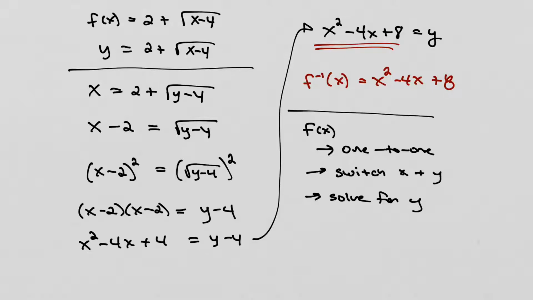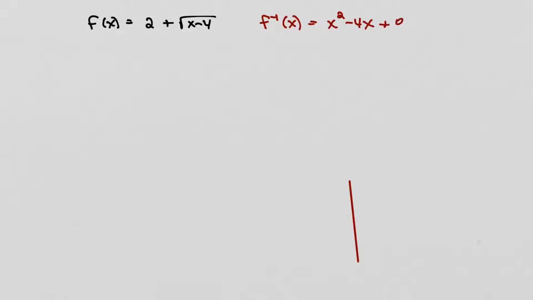All right, so the last idea I want to share with you all is, what do these inverses actually look like? So let's keep with this same function. We have f of x equals 2 plus the square root of x minus 4. And we just found the inverse to be x squared minus 4x plus 8.